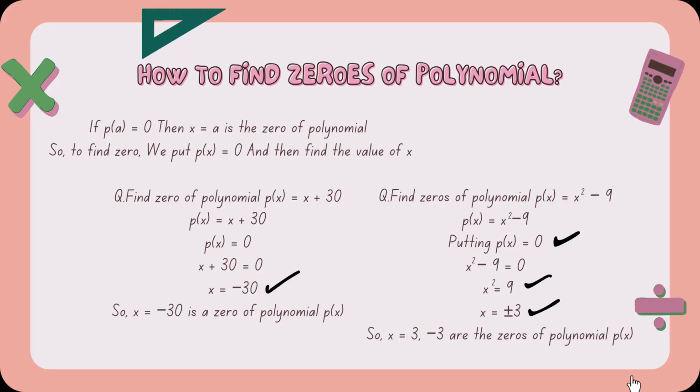So equate the polynomial to 0. Find the value of x. What is the logic? How to find the zeros? Equate the polynomial to 0 and find the value of x. That's it. Very simple.